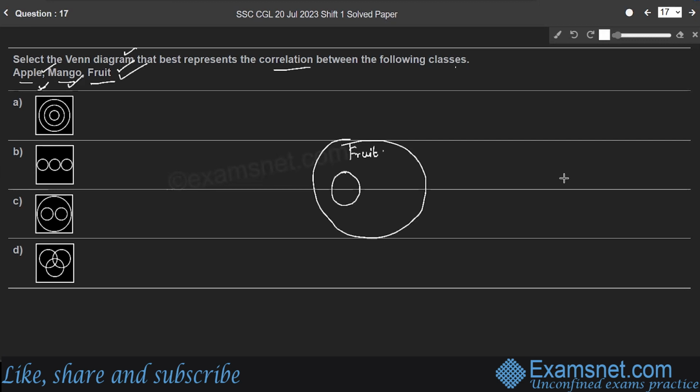So therefore, we'll consider apple and mango as 2 sets, which are included in the set of fruits. Therefore, option C best represents the correlation between fruit, mango, and apple. So option C is the right answer.